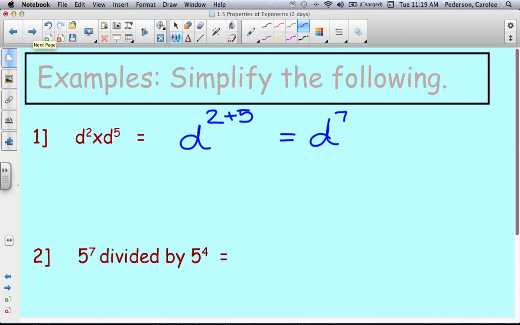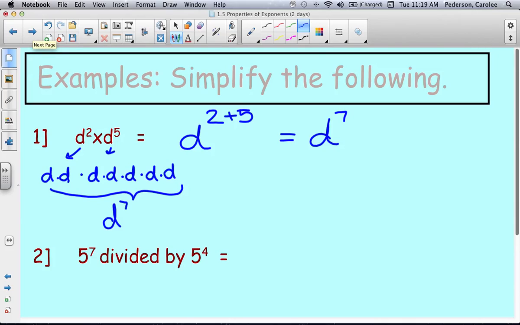The reason why, you don't need to write this down, is I have two d's here, d and d. And I'm multiplying it by 5 d's. d, d, d, d, d. How many total d's do I have? I have 7 of them. So I can reduce it to d to the 7th.